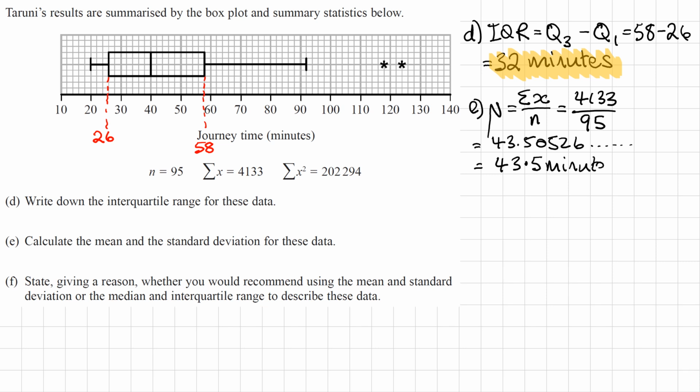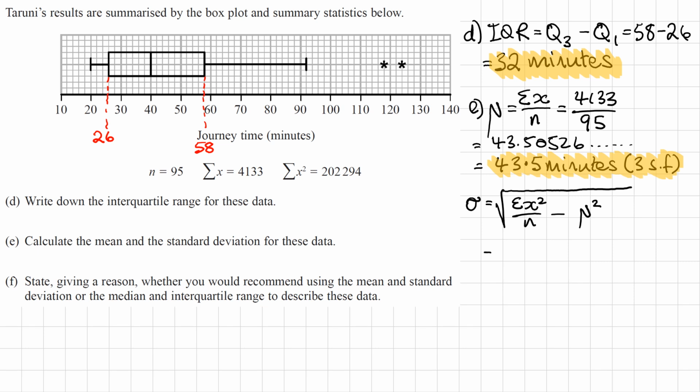So that'll be 43.5 minutes, and that's to 3 significant figures. And now we'll look at the standard deviation. Remember, the standard deviation is the square root of the variance. So the standard deviation is going to be the square root of the mean of the squares, so that's the sum of x squared over n, minus the mean squared, and we'll use mu for that.